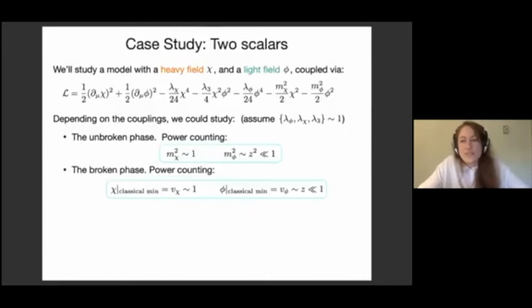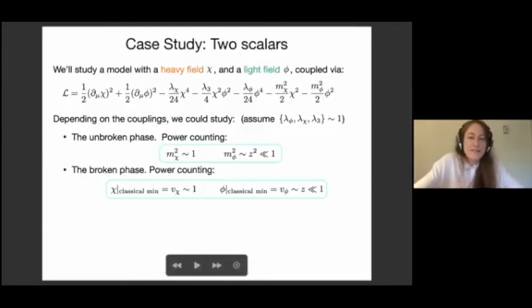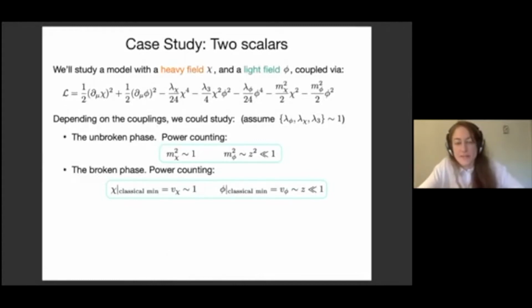Okay, so let me introduce the example that I'm going to focus on today. We're going to look at a model with two real scalars. One of them will be the heavy field, we'll call the heavy field chi, and one will be the light field, call it phi. And they'll be coupled with quartic interactions. So I'll have the lambda phi 4, lambda chi 4, and then some interaction chi squared phi squared. That's the lambda 3 coupling.